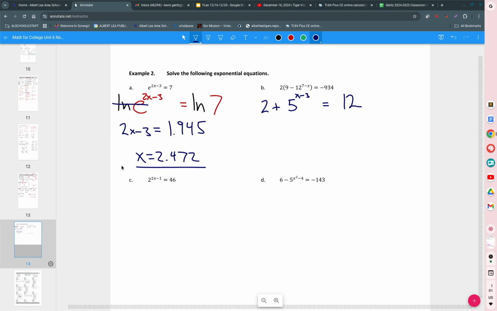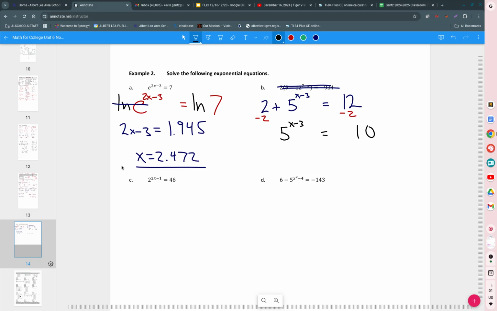We're going to change letter B. I don't like letter B that I wrote up there. We're going to change it to 2 plus 5 to the x minus 3 is equal to 12. Anybody want to guess what I do first to solve this? Minus 2. Subtract by 2. I get 5 to the x minus 3 is equal to 10.